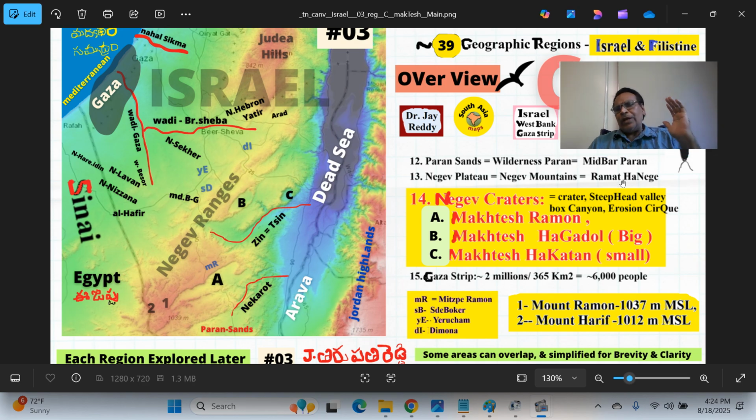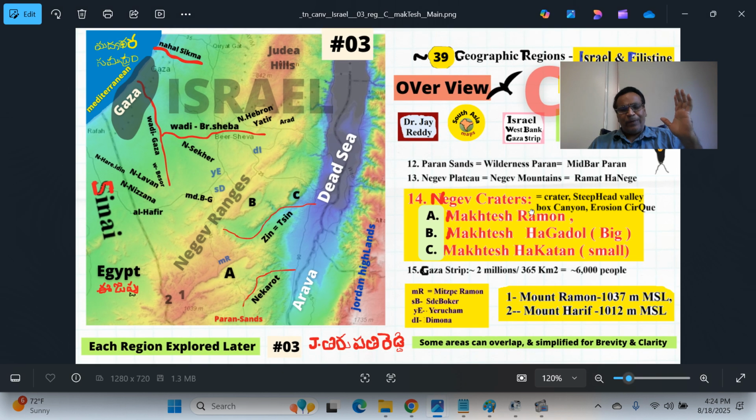There are three important craters. They are called Makhteshes. Remember, I am not local, so my pronunciation may be different. There is the Ramon crater, Makhtesh Ramon, and Makhtesh Gadol, sometimes Gadol is omitted, and Makhtesh Katan. Originally, when discovered, the big crater was the Gadol crater. Next, the small crater. See, this is the small crater, B and C here.